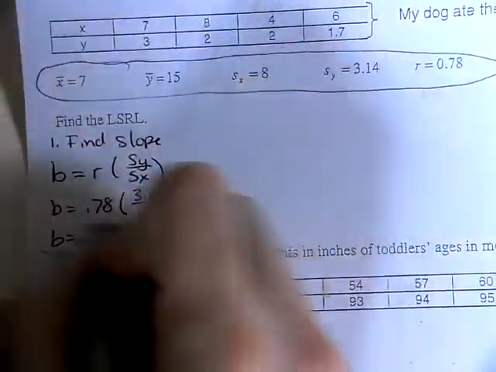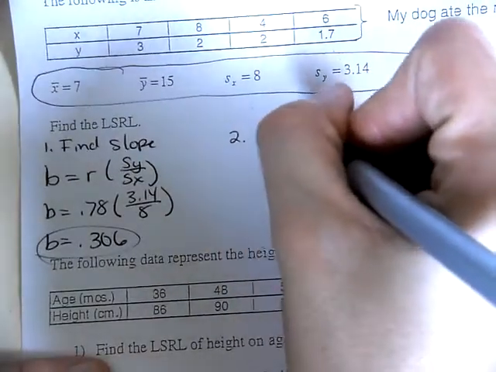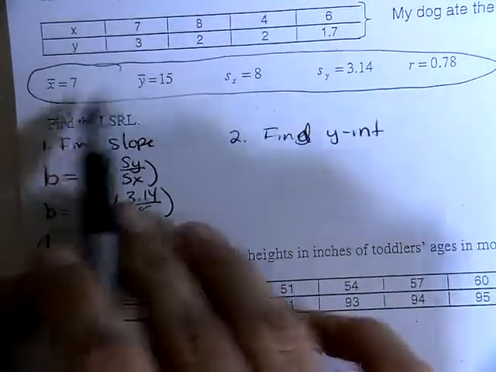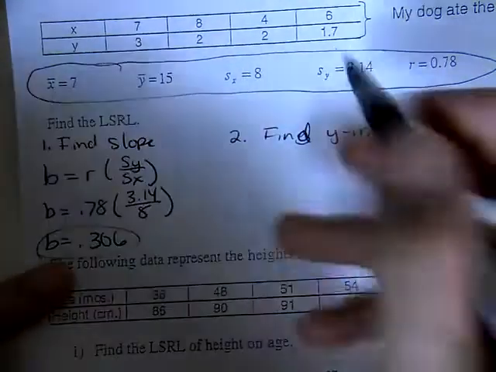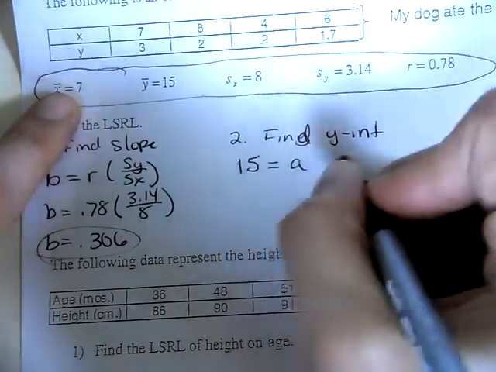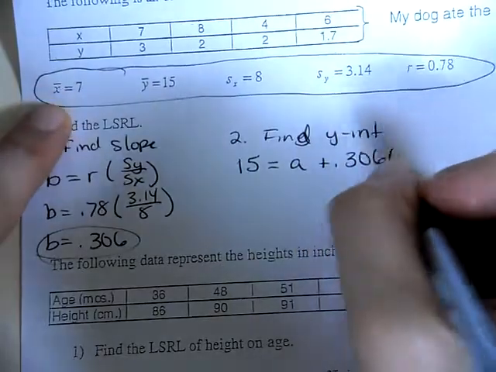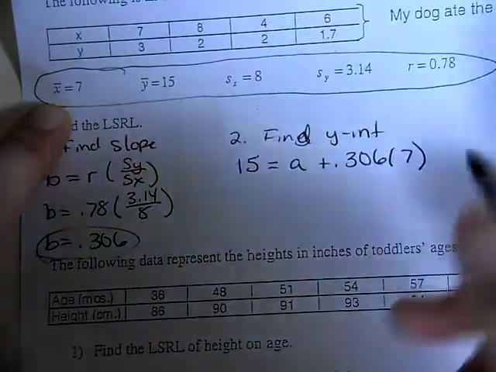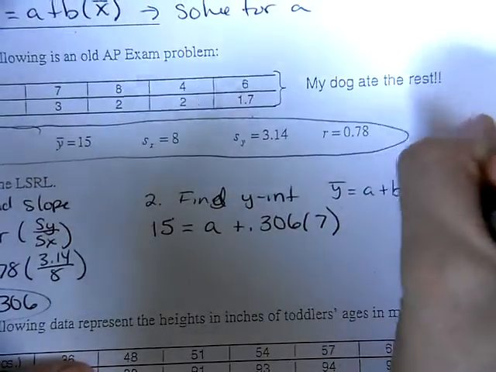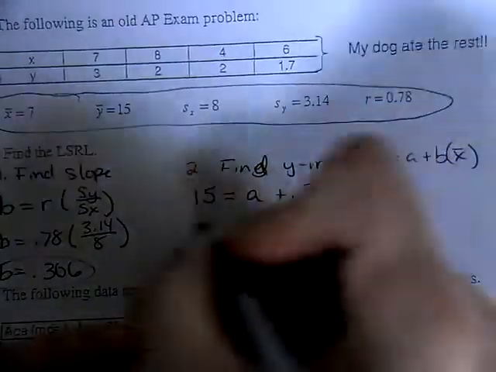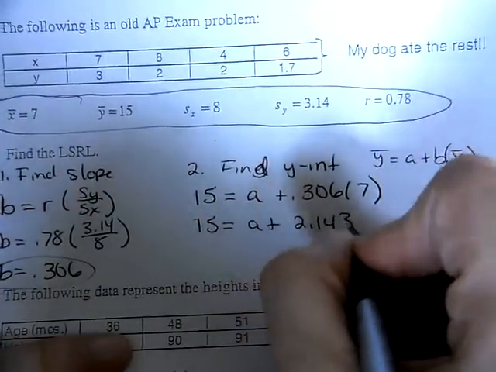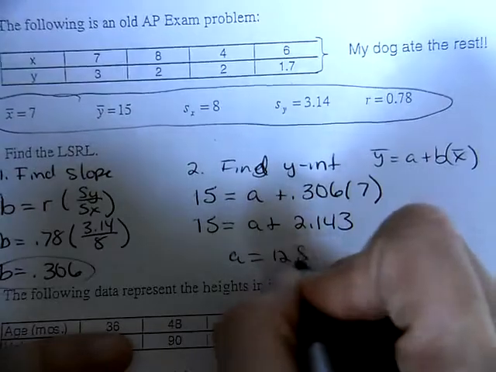Now, once I find my slope, my second step is to find the y-intercept. Okay, so we have a slope and we have a point. So go all the way back to algebra and plug in your numbers. So I'm going to say 15 equals a plus 0.306 times 7. So I'm again using y bar equals a plus b x bar. And I'm going to solve for a. So 15 equals a plus 2.143. So a is 12.857.